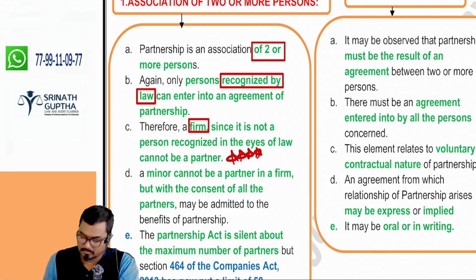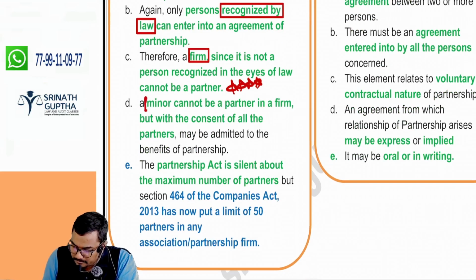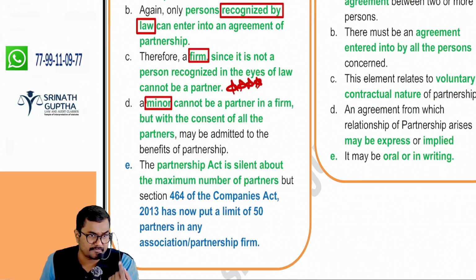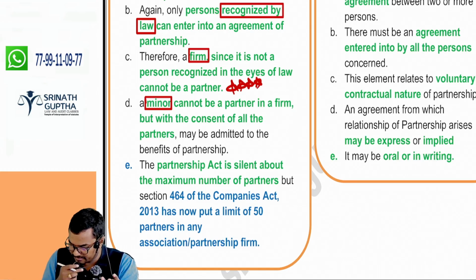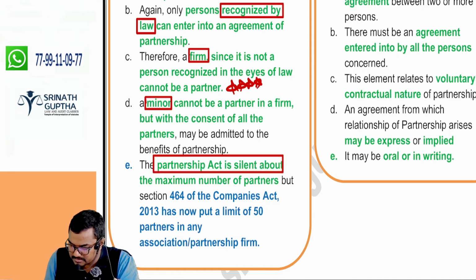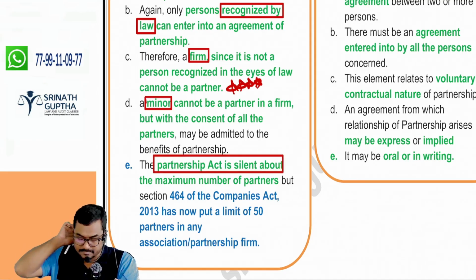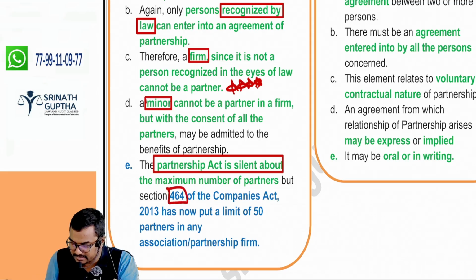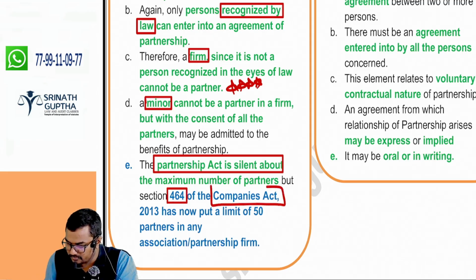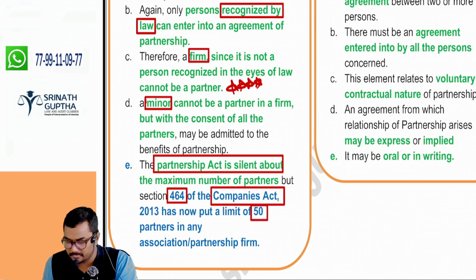Important. A minor cannot become a partner. Generally, a minor can become a partner only in an existing firm, with the consent of all the partners, and to share only benefits. The Partnership Act is silent regarding the maximum number of partners. The maximum number of partners is specified by Section 464 of the Companies Act. As per Section 464 of the Companies Act, the maximum number of partners can be 50. If the number of partners exceeds 50, it must convert into a company.